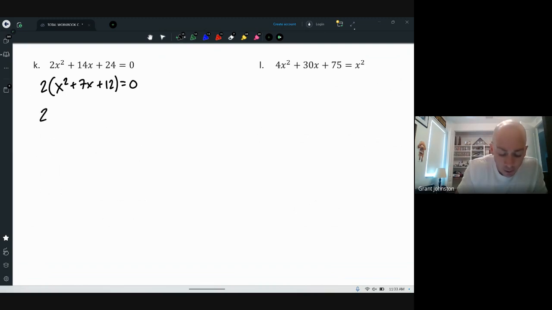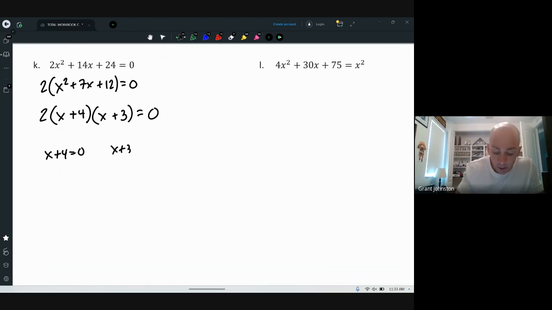So now I can factor what's in the parentheses. And what's in the parentheses is easy to factor because it's a leading coefficient of 1. So multiplies to 12, adds to 7 would be 4 and 3. So then I would break up the x plus 4 equals 0 and the x plus 3 equals 0. Subtract 4 from both sides, negative 4. Subtract 3 from both sides, negative 3.